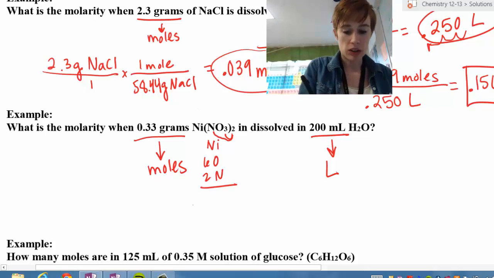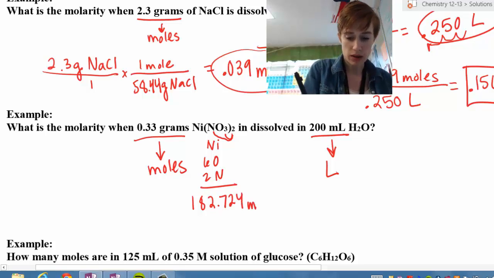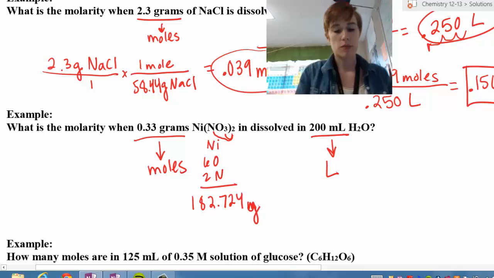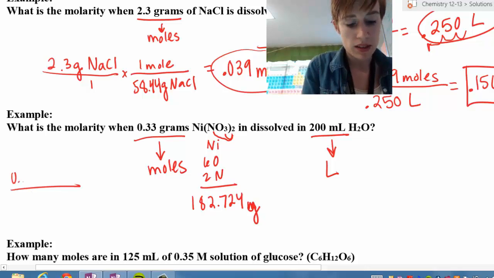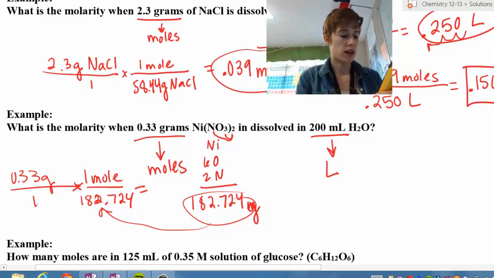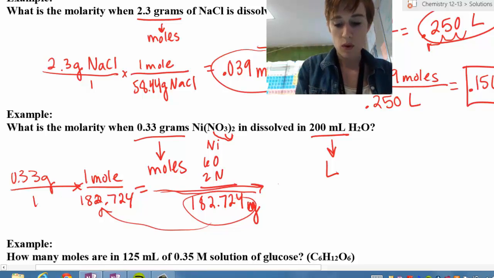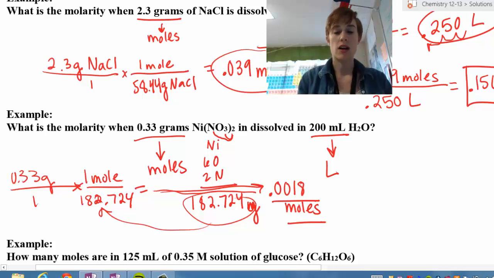And that molar mass, when I add them all together, is 182.724 grams. So to get from grams to moles, I do my grams number over 1. I divide it by the molar mass, which was right here. So 0.33 divided by 182.724 is a really small number. My answer is 0.0018 moles. Okay, so that's my moles number.